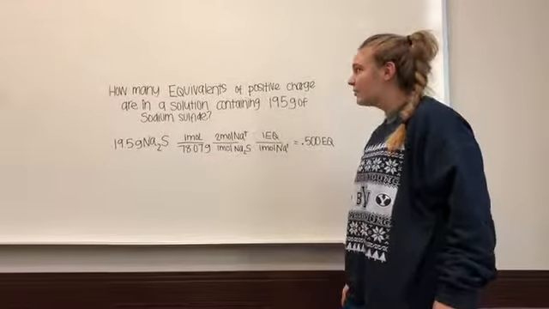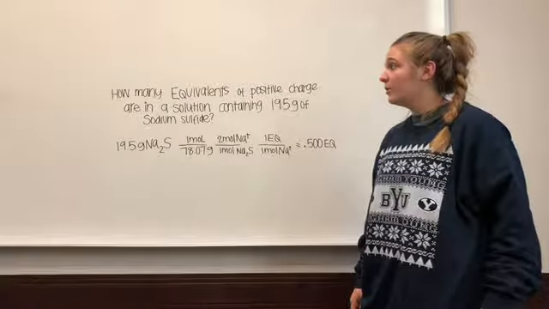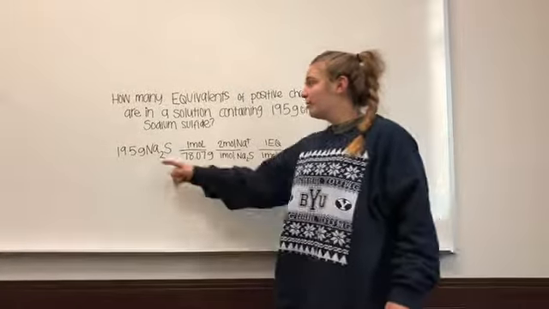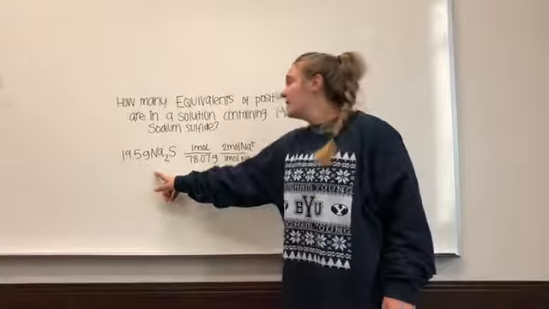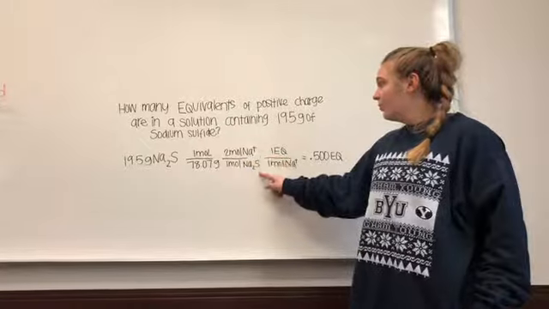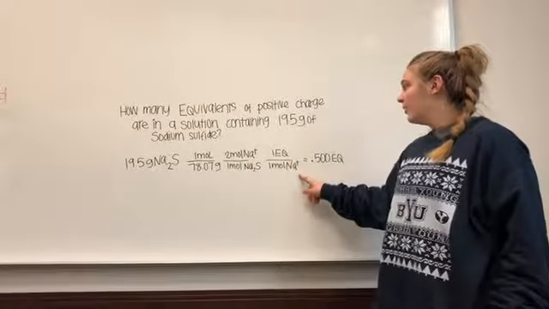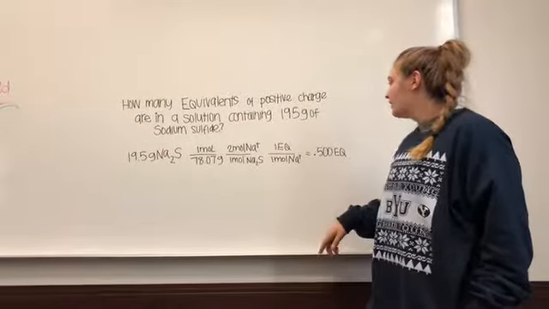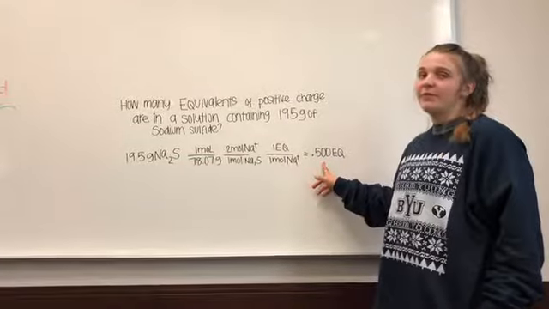Positive charge are in a solution containing 19.5 grams of sodium sulfide. And so you start with your grams right here of sodium sulfide, and then you have your mole to gram ratio for sodium sulfide, and then your mole to mole, and then your equivalents to mole. And you just multiply all those out and cancel out as needed, and you get 0.5 equivalents.